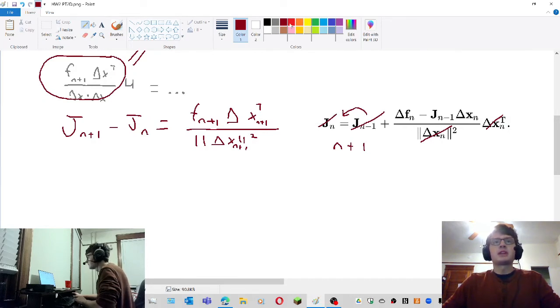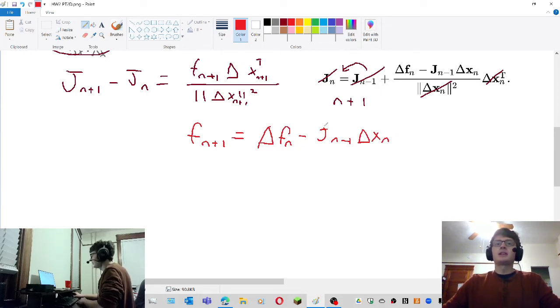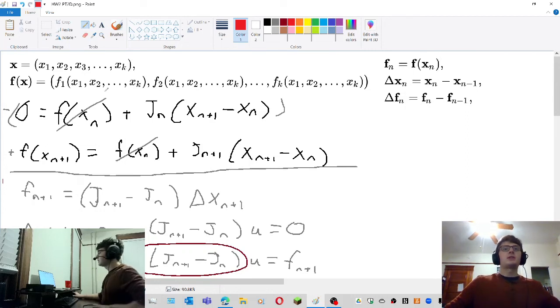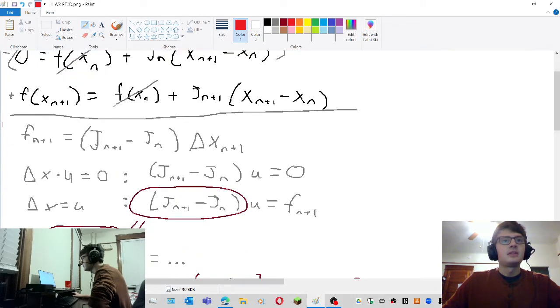But we would still be left with something kind of confusing, right? We'd still be left wondering, well, f evaluated at x equals n plus 1, how is that going to be equal to delta f_n minus the Jacobian of n minus 1 times the delta x_n? Well, let's look at this term right here, this J_{n-1} delta x_n. If I look up here, I actually see something pretty similar to what I was writing out before, right?